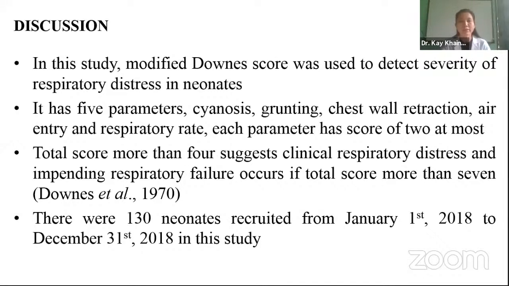Discussion. In this study, modified Downes score was used to detect respiratory distress in neonates. It has 5 parameters: cyanosis, grunting, chest wall retraction, and respiratory rate. Each parameter has a score of 2 at most. A total score of more than 4 suggests respiratory distress, and impending respiratory failure occurs if the total score is more than 7. There were 113 neonates.